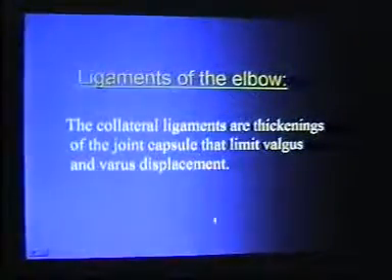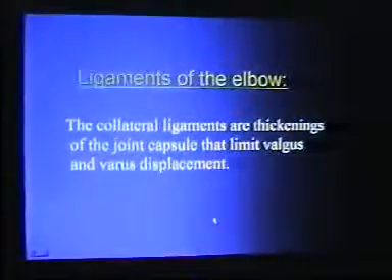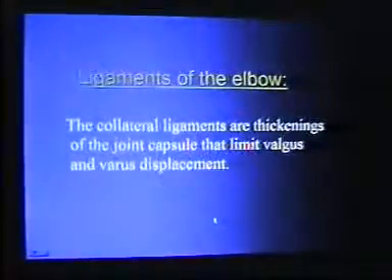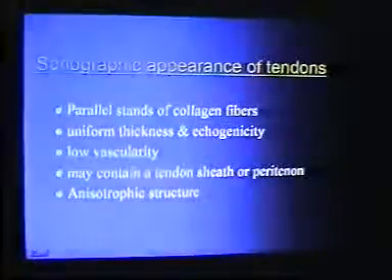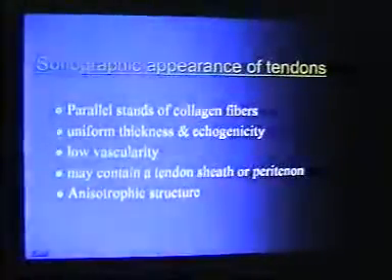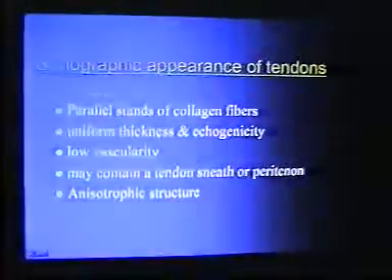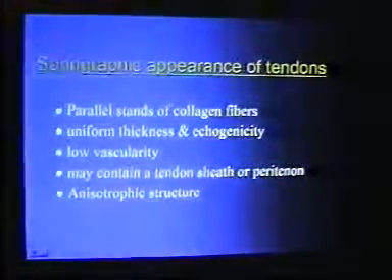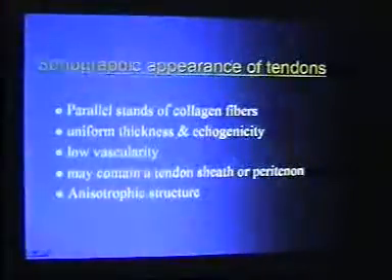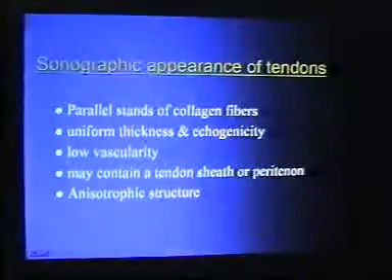Ligaments of the elbow. The collateral ligaments are thickenings of the joint capsule that limit valgus and varus displacement. The sonographic appearance of tendons: parallel strands of collagen fibers, uniform thickness and echogenicity, low vascularity, may contain a tendon sheath or peritenon.